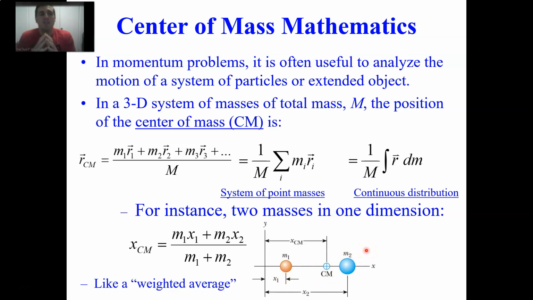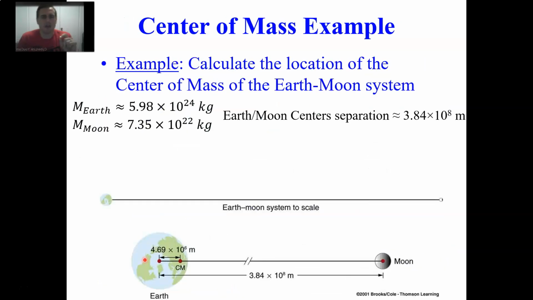So by the way, think of weighted averages like when you calculate your grade. Certain assignments are worth more points than others, so when you calculate your grade, think of M1 and M2 as the number of points, and X1 and X2 as your grades, and X_CM, the center of mass, is kind of like your weighted grade, your current grade. I hope that makes sense, especially to those of you that are students. Again, center of mass is closer to the larger mass.